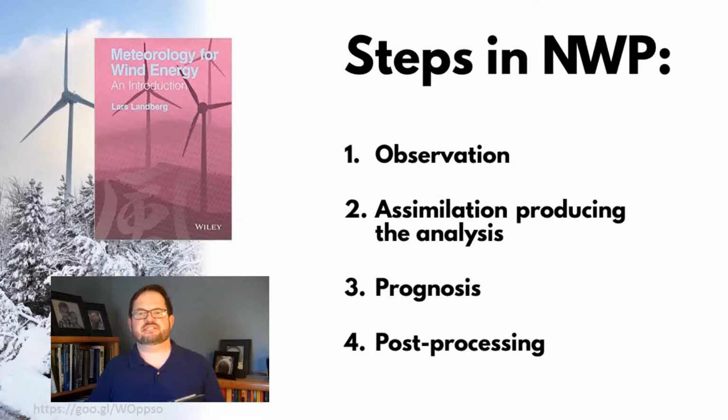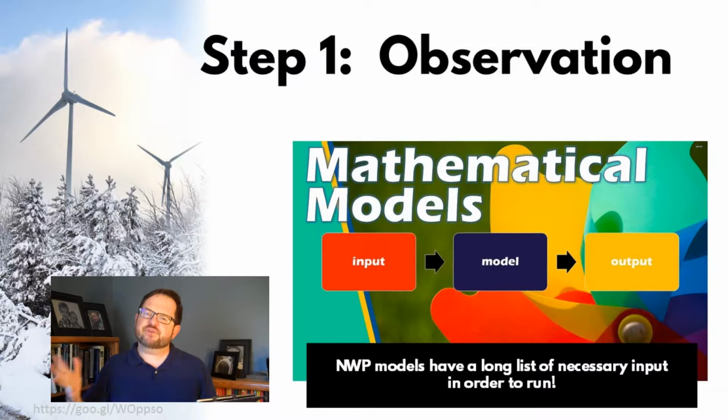So to understand the process of numerical weather prediction, your book divides the process up into four main steps: observation, assimilation, prognosis, and post-processing. Any textbook would have done it slightly differently. This is a fine way to break the process up. So the first thing you're going to need is observations.